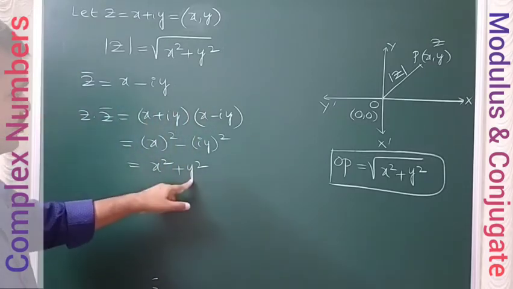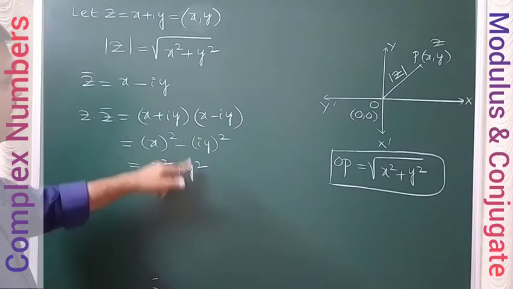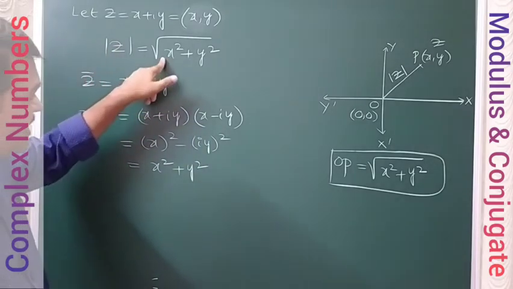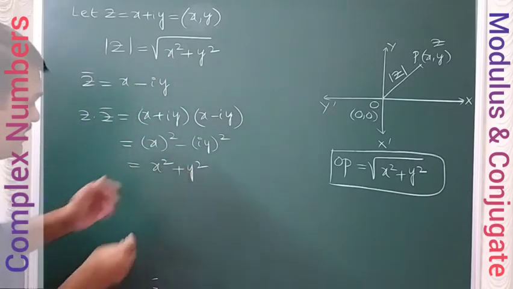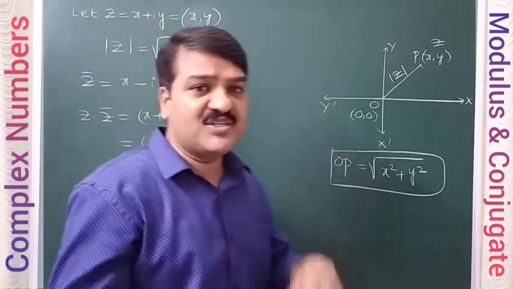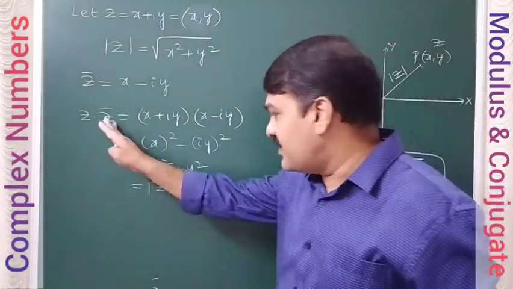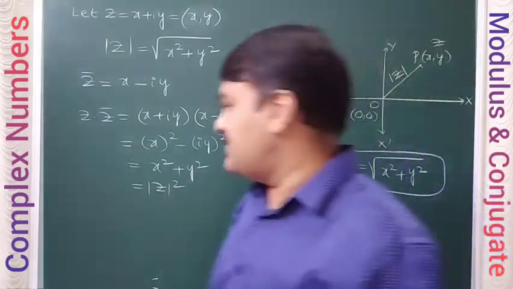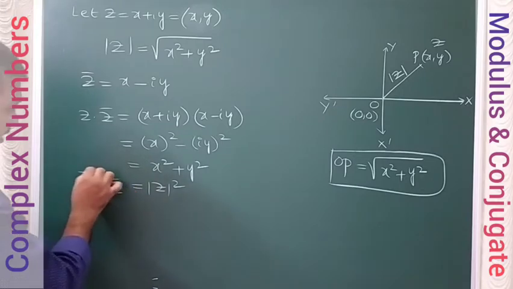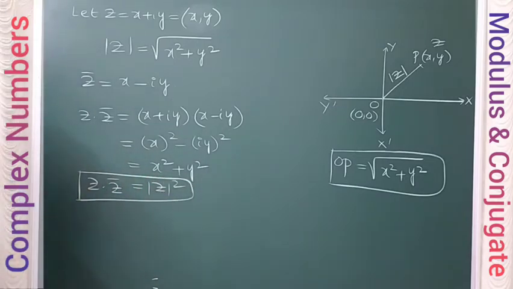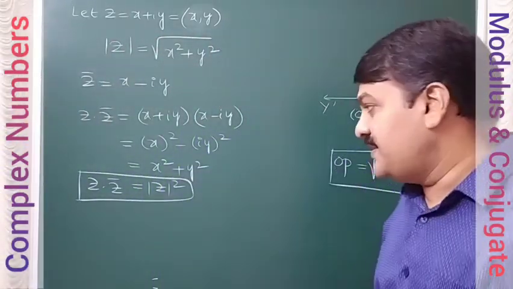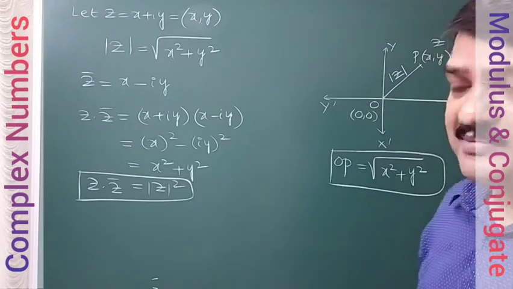So x square plus y square can be written as mod z whole square, because mod z is under root x square plus y square. So this is the relation connecting the conjugate of a complex number and the modulus of a complex number. This is the property: z into z bar is always equal to mod z whole square.